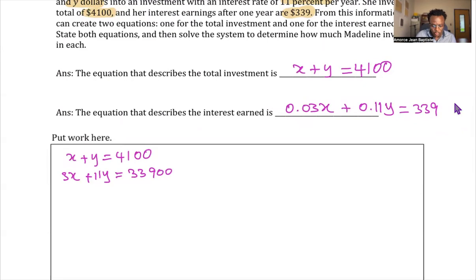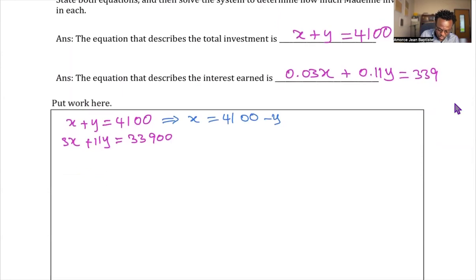Now that we have these two equations, we can solve by substitution. We can solve by elimination. If you want to eliminate X, multiply the top equation by -3. If you want to eliminate Y, multiply the top equation by -11. But I'm going to use substitution instead. So I'm going to solve the top equation for X. So X is 4,100 minus Y. And we can substitute X into the bottom equation. So 3 times (4,100 minus Y) plus 11Y equals 33,900.